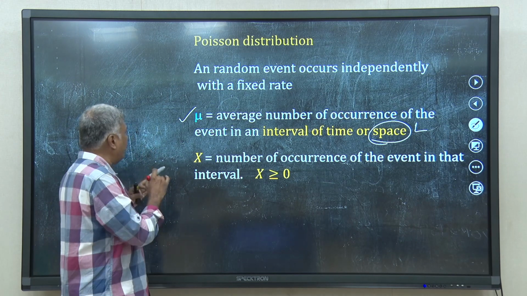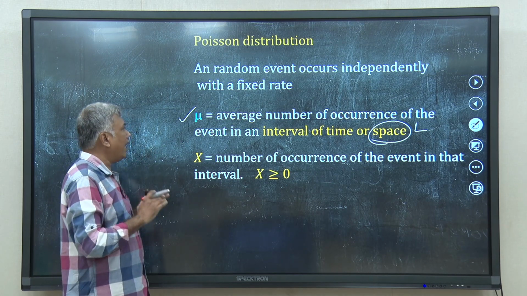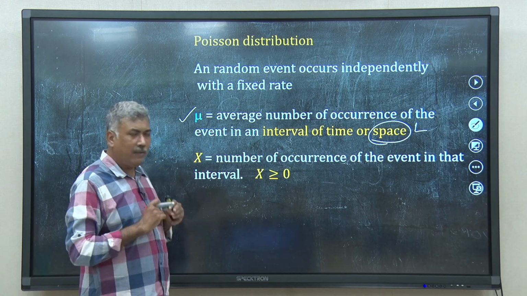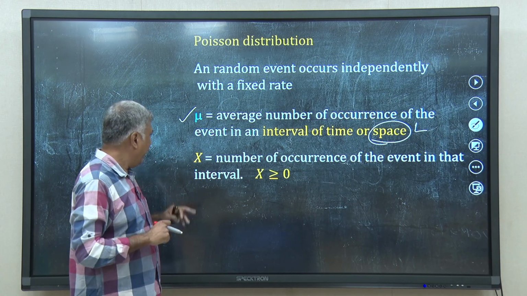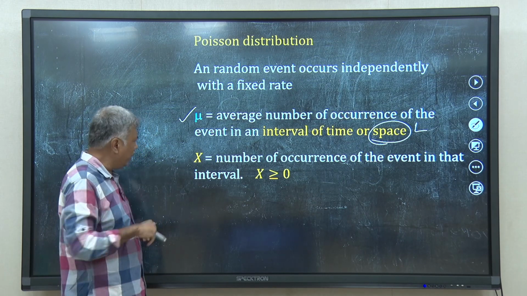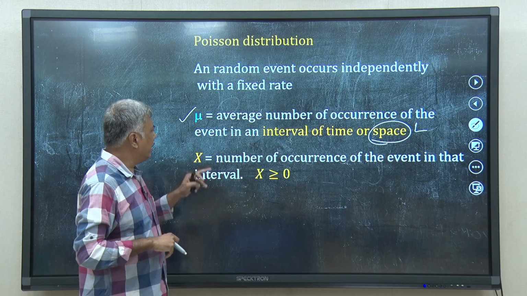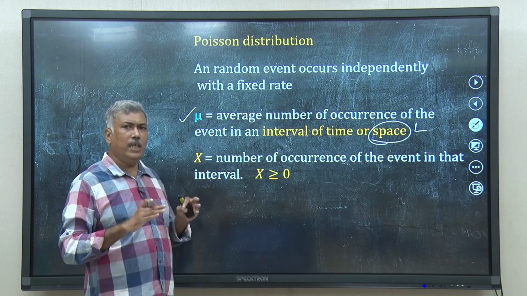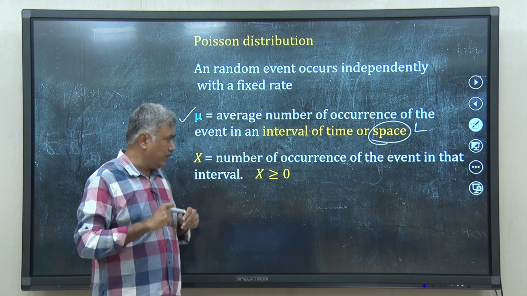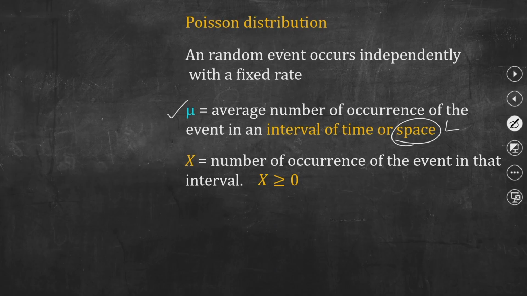So, I have a parameter mu, which is the average number of occurrences of that random event in an interval of time or space, and then x is the random variable for this particular distribution. X is the number of occurrences of the event in that interval of time or space, and obviously x is bigger than or equal to 0.